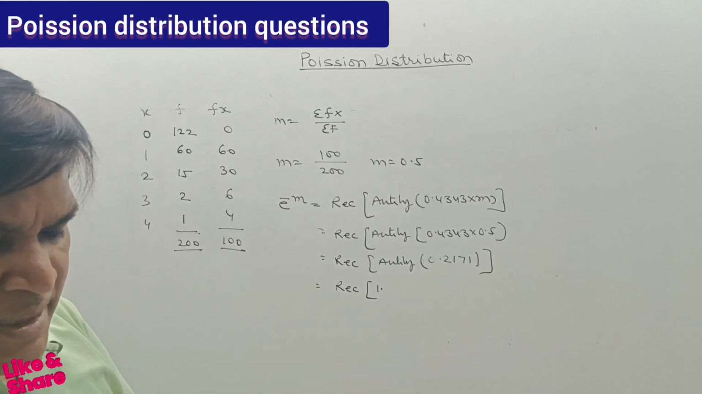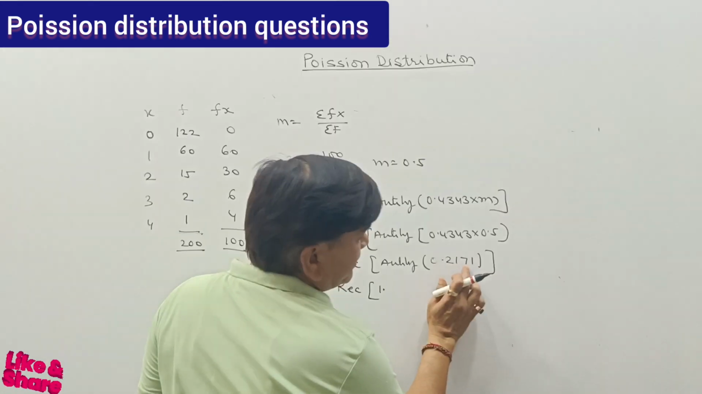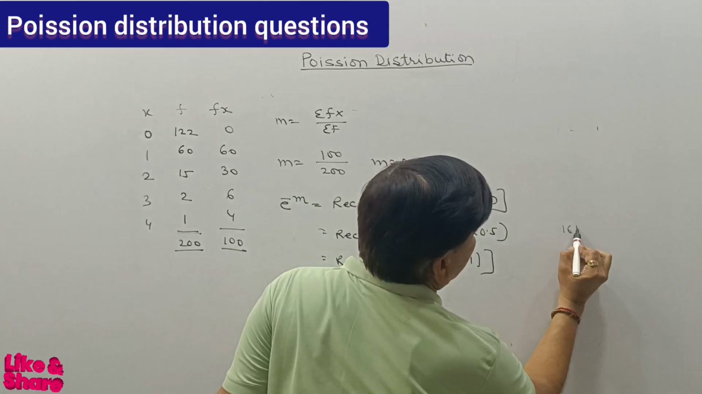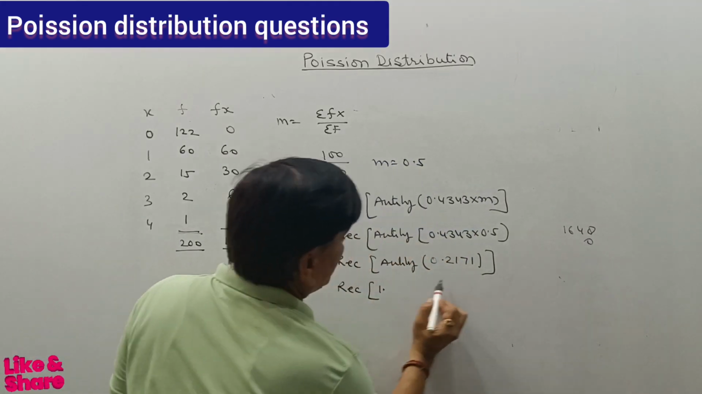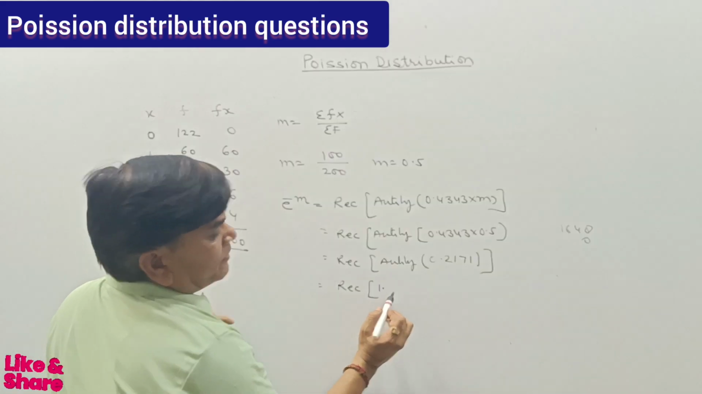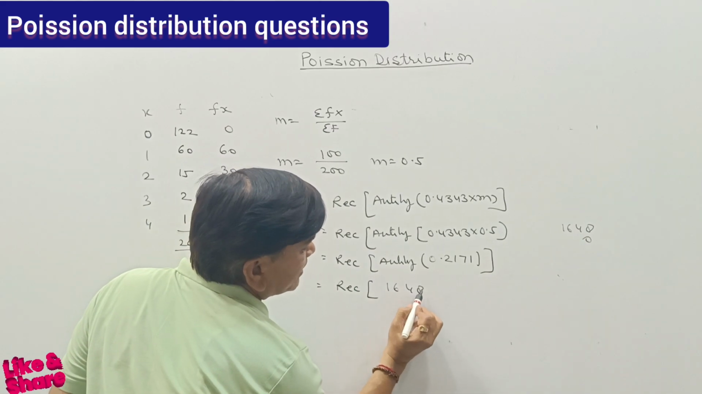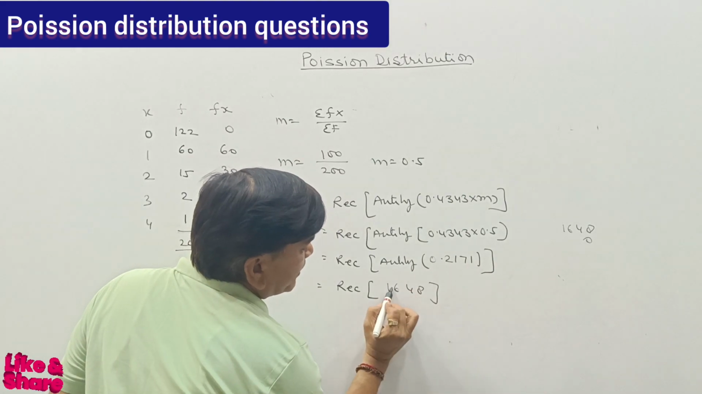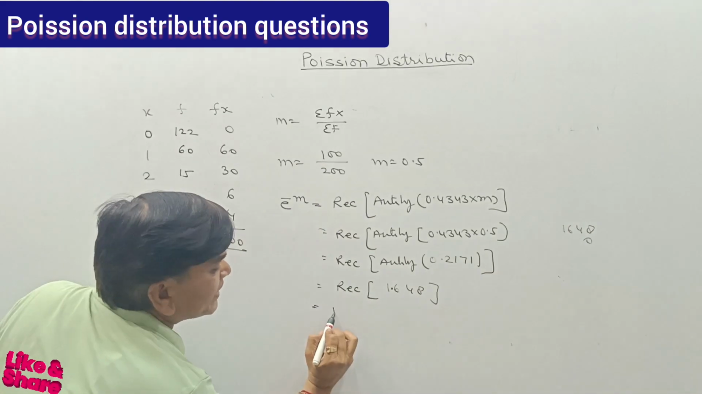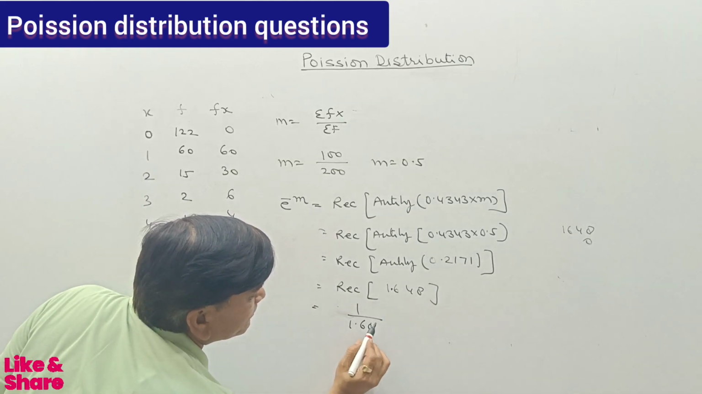So here, for 0.21, the value is 1648 and the difference is 0, so the value will be 1648 and we place the decimal point here. So we will get the reciprocal of 1.6487, roughly 1.648, and the reciprocal value will be there.